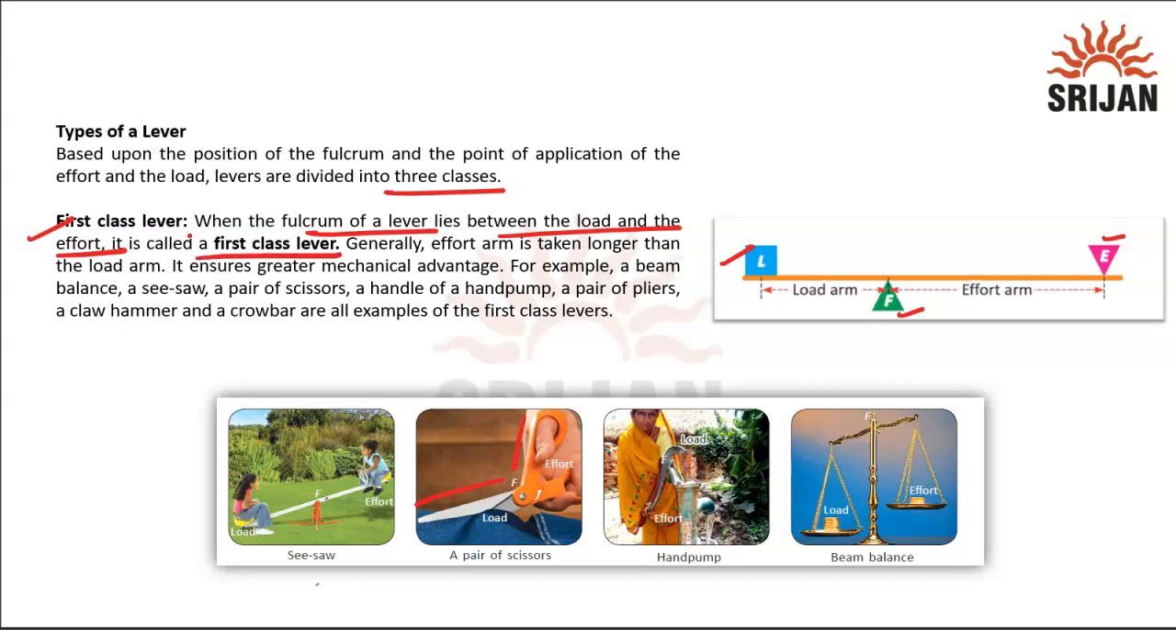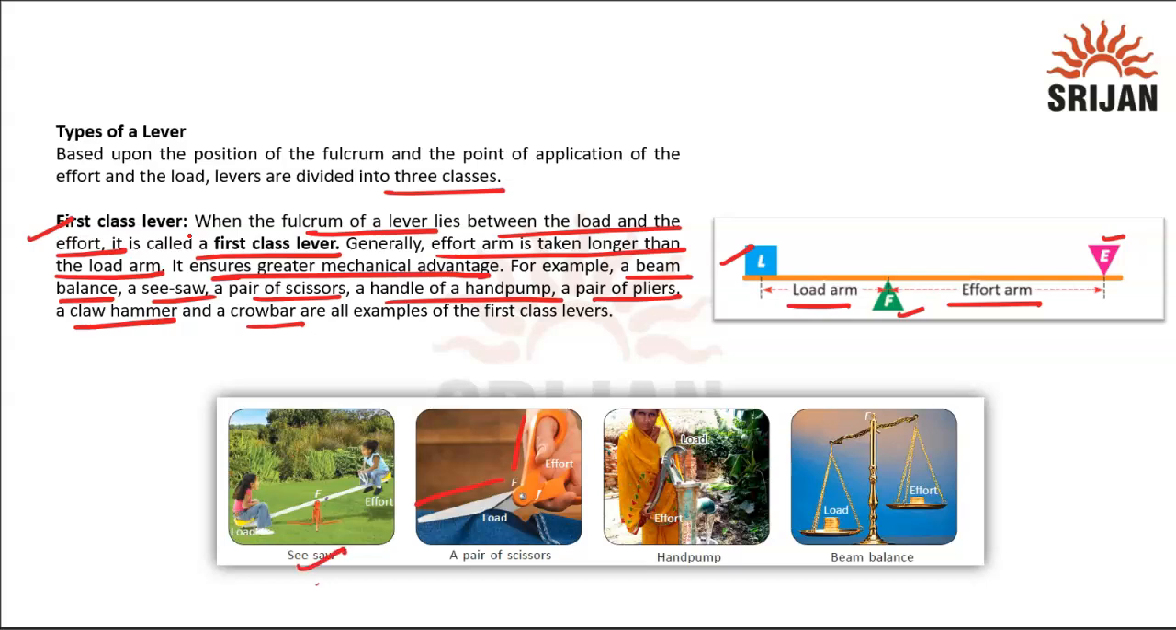In the first class lever, your effort arm is generally taken longer than the load arm. So it is not perfectly in the middle, it is somewhere in between. In that case, your effort arm is always longer and your load arm is always shorter, which ensures a greater mechanical advantage. We make it like that so that you can utilize it for a greater mechanical advantage. Examples are a beam balance, a seesaw, a pair of scissors, a handle of a hand pump, a pair of pliers, a claw hammer or a crowbar. All these examples are first class levers.